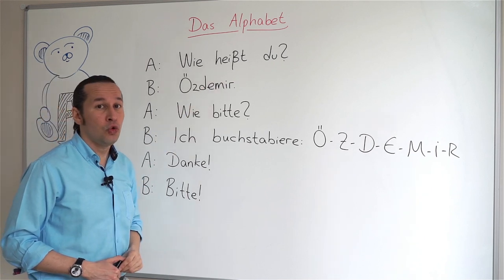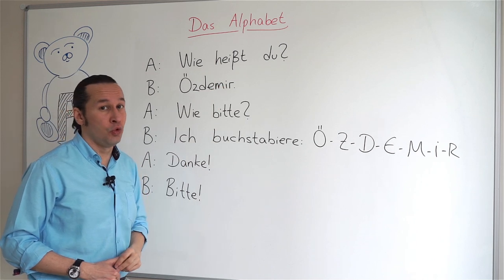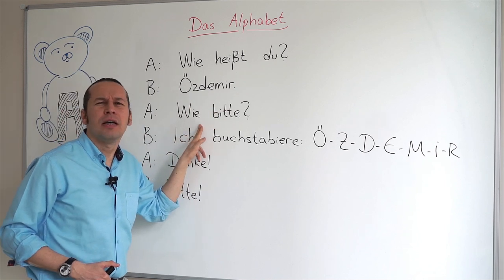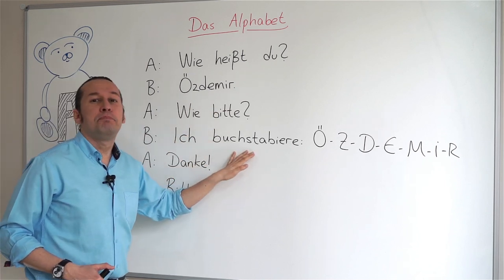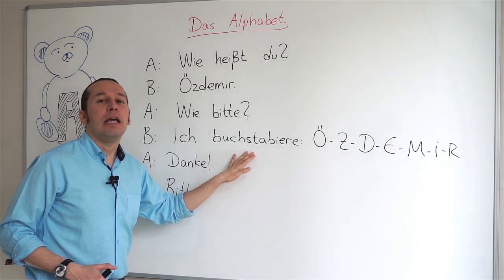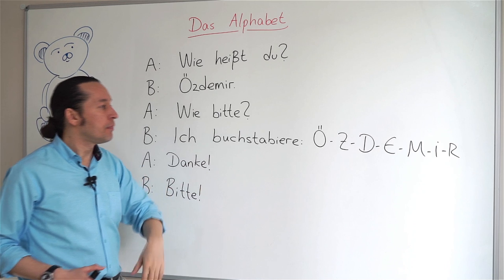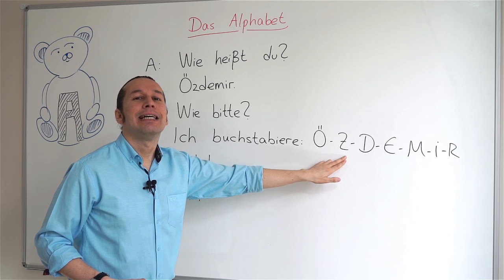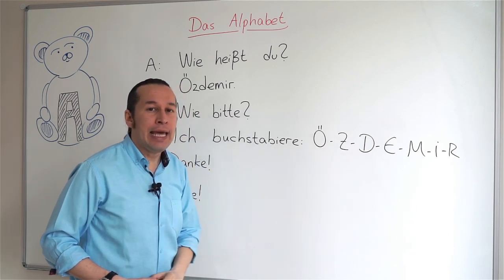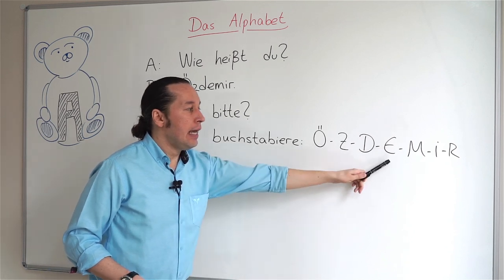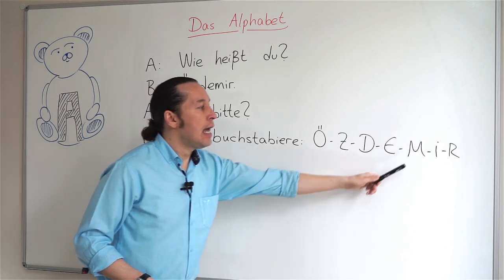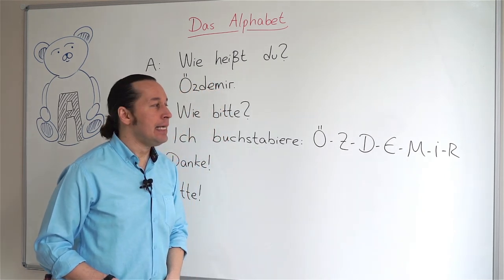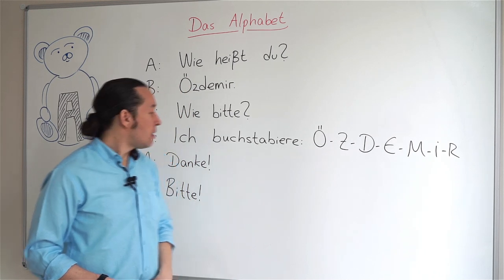So we could do a repeat of this dialogue. Wie heißt du? Wie heißt du? Özdemir. Özdemir. Wie bitte? Wie bitte? Ich buchstabiere. Ich buchstabiere. Ö, Z, D, E, M, I, R.